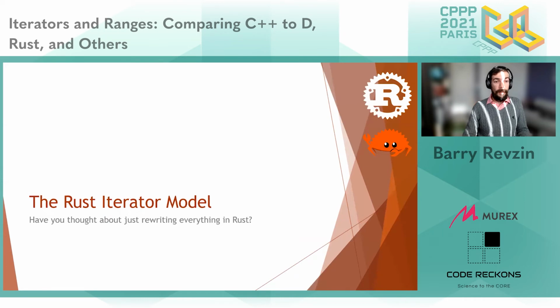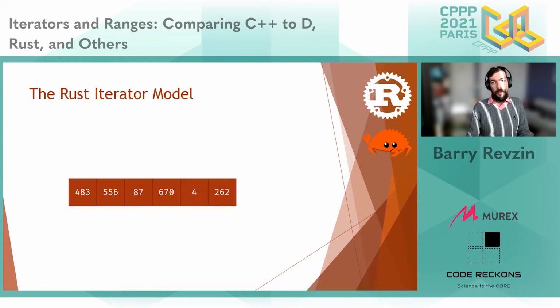So now let's talk about Rust. And have you thought about just rewriting everything in Rust yet? The Rust iterator model, unlike the C++ and D models, is quite different. If we look at our same sequence again, we have an operation called next, and what next does is it gives us the next element. But when it gives us the next element, it's gone. We can't get it again. What I mean by gone isn't that it's destroyed from the original range. It's just that there's no way to get it back from the iterator.